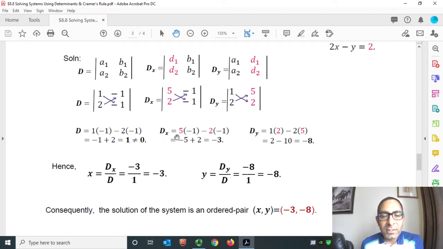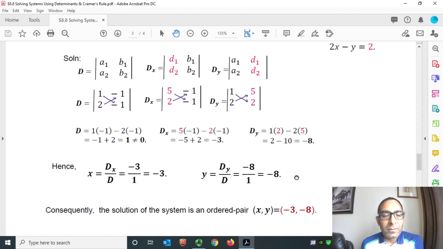Similarly, for Dx we multiply along this diagonal 5 times minus 1, and then minus 2 times minus 1. We simplify, and Dx turns out to be negative 3. Similarly, for Dy we multiply the diagonal entries 1 times 2, and minus the entries along the other diagonal, 2 times 5. We simplify, and Dy turns out to be negative 8.